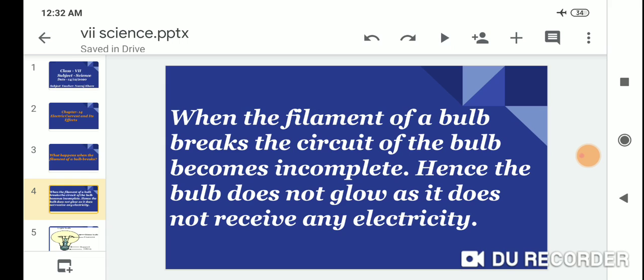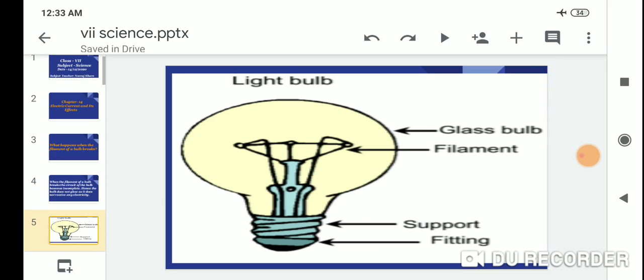When the filament of a bulb breaks, the circuit of the bulb becomes incomplete. Hence the bulb does not glow, as it does not receive any electricity. In a light bulb, the center part is called the filament, and it is enclosed in a glass bulb with a support fitting.